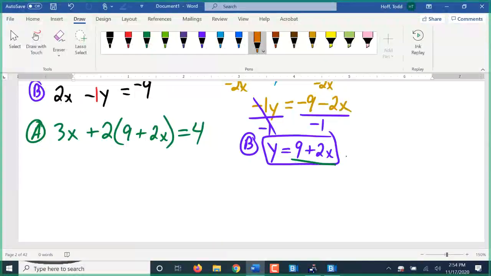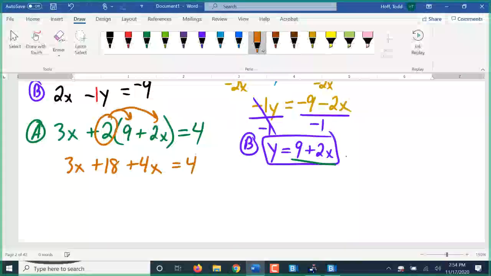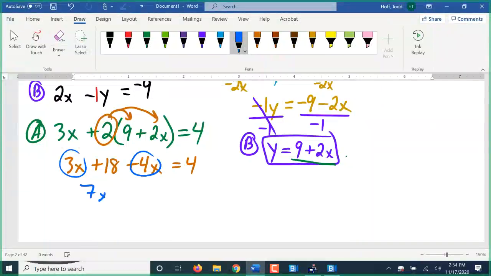So we're going to combine what we can on each side. On the left side here, we have parentheses. Nothing to do inside them. So we're going to multiply by the 2. So the 3x is just going to stay there. 2 times 9 is a positive 18. 2 times 2x is a positive 4x. That still equals 4. Well, I can still combine more here, actually. I have 3x and 4x. Give me positive 7x. Still have the plus 18. Equals 4.